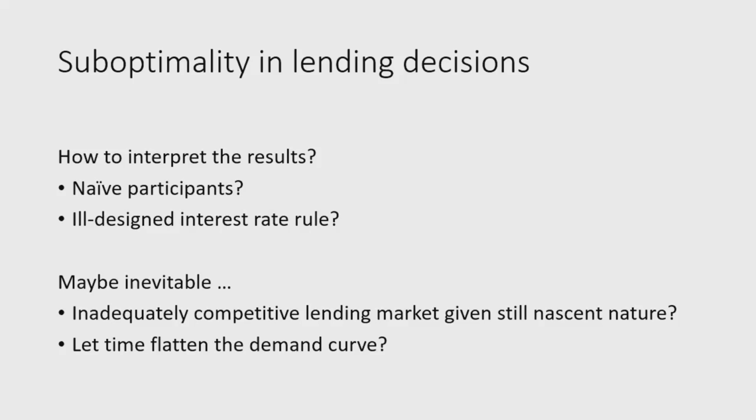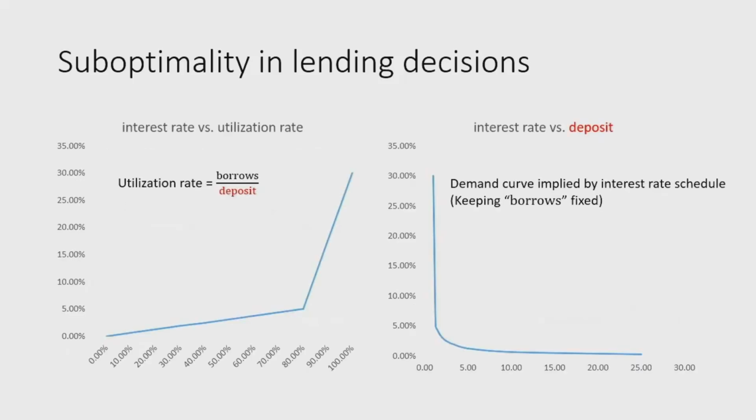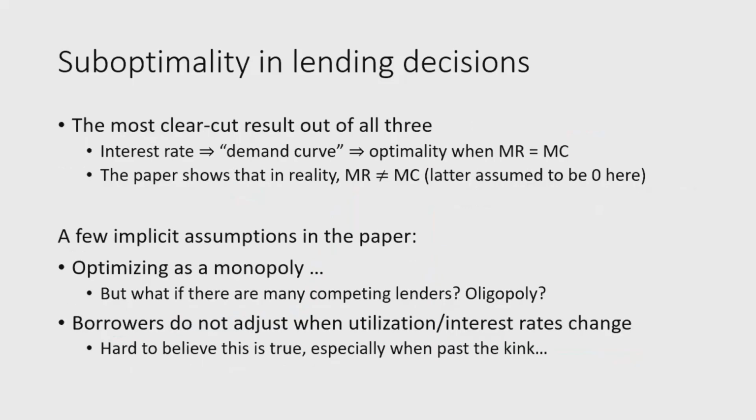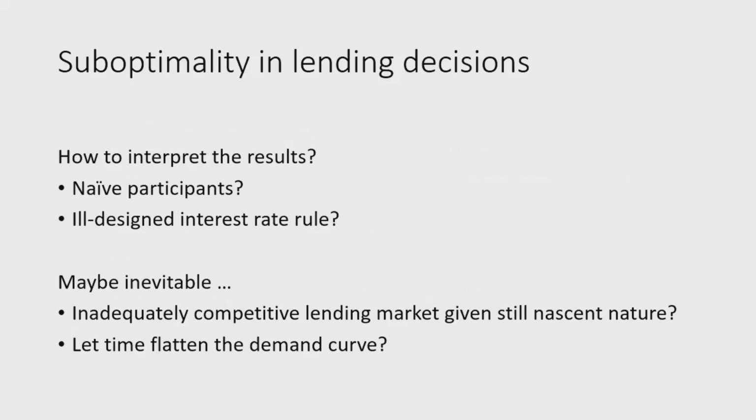But now, after finishing reading the paper, I think the interpretation is probably the following. Regardless of what utilization or interest rate rule you set, eventually we can convert it into a downward sloping demand curve, which is very natural to economists. If we face a downward sloping demand curve, then of course the optimal lending amount is not going to be lending all your money. There's going to be an interior solution.